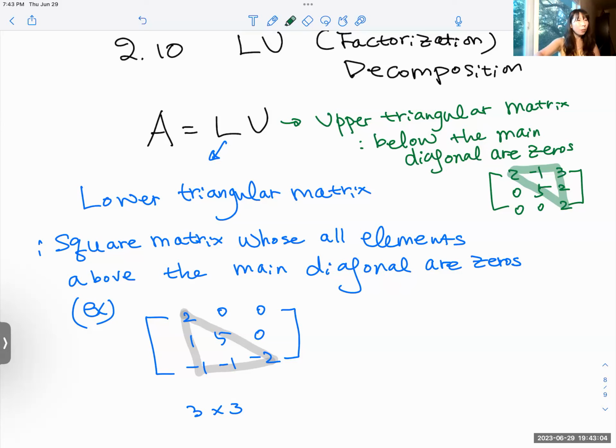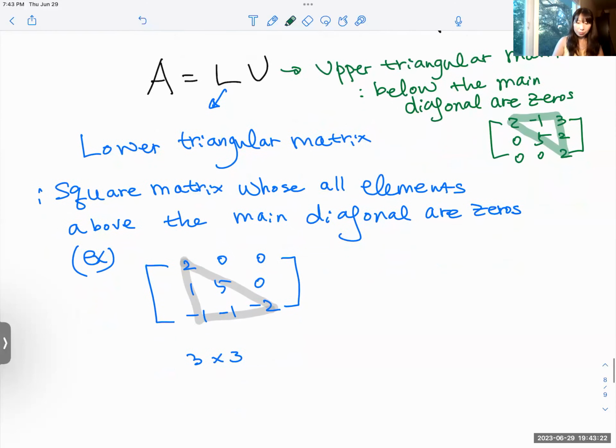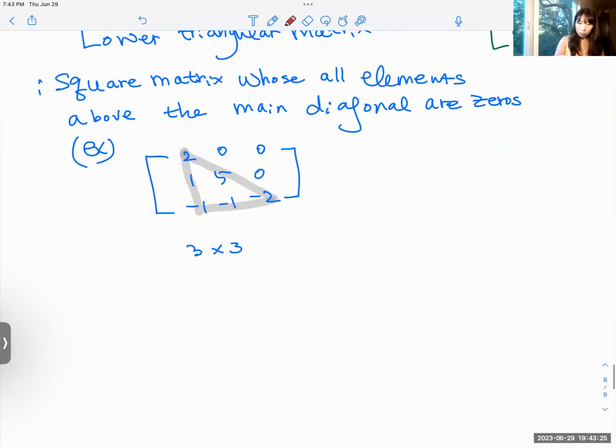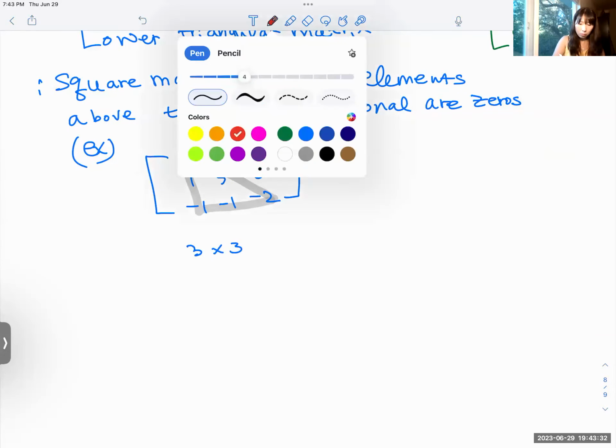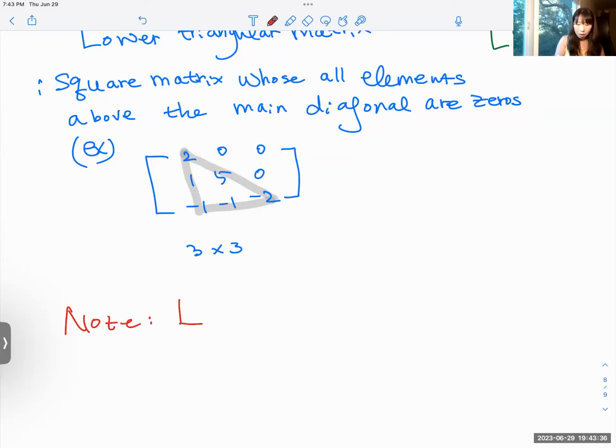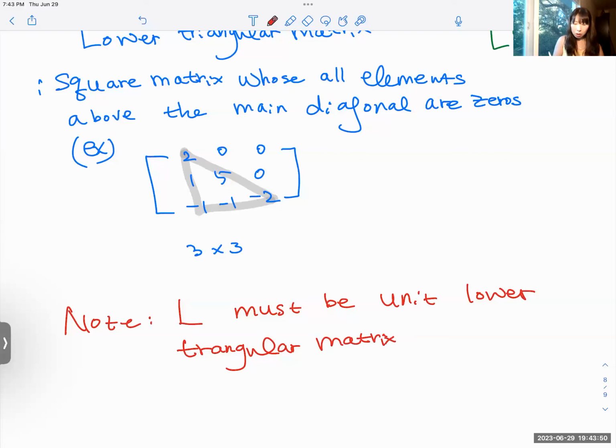Now, how do we make a product? In this case, the lower triangular matrix L must be unit. Unit means the main diagonal is all 1s.